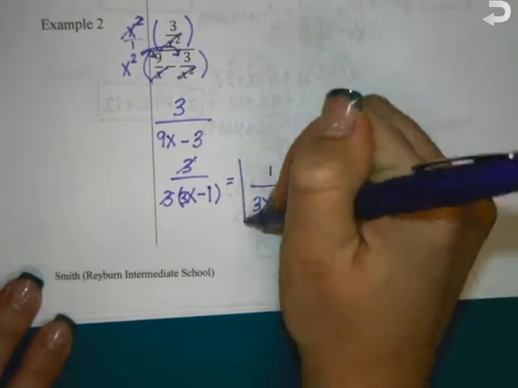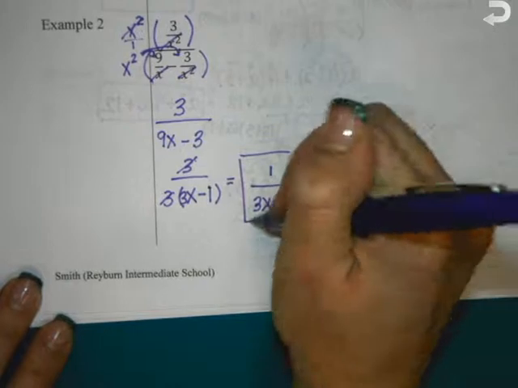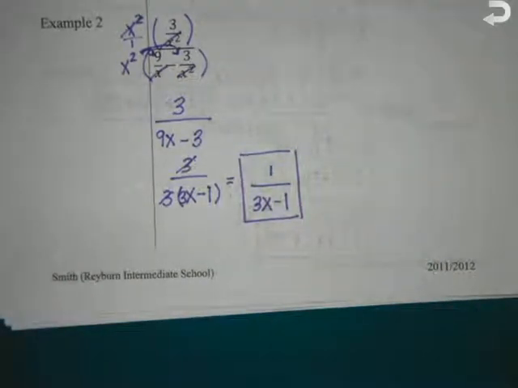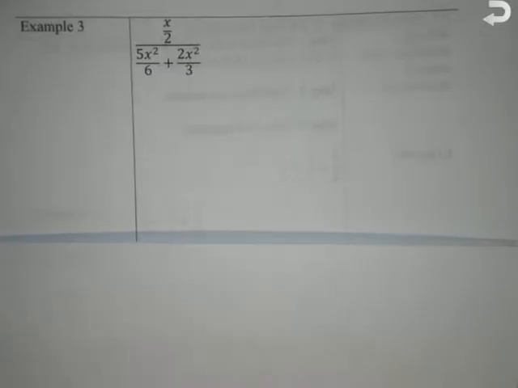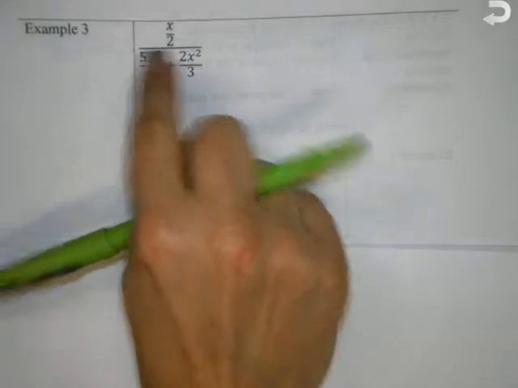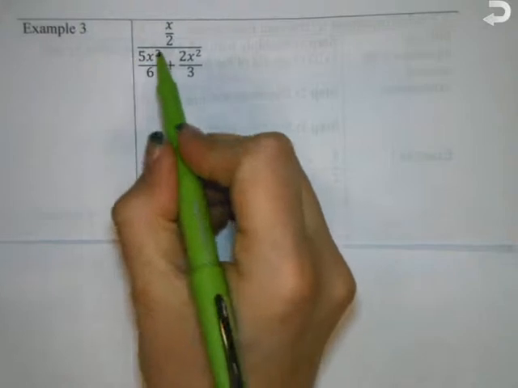A 1 all over 3x minus 1. Example 3. x over 2 all over 5x squared over 6 plus 2x squared over 3.